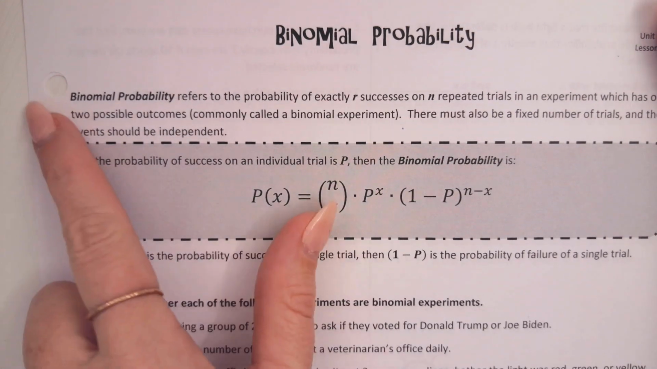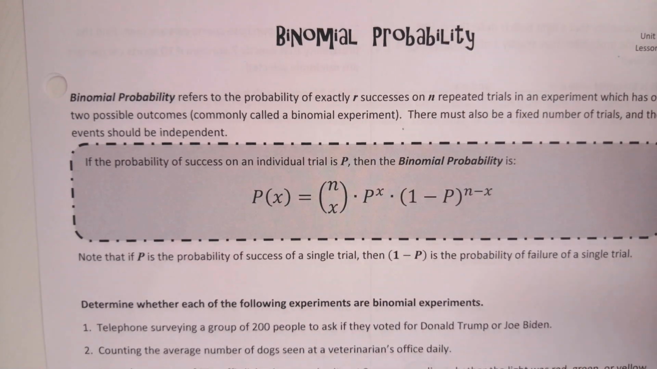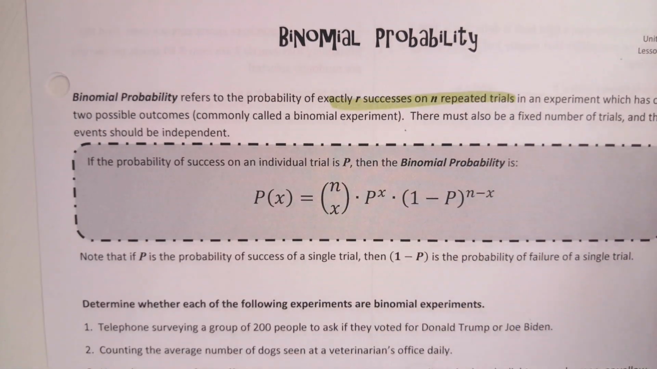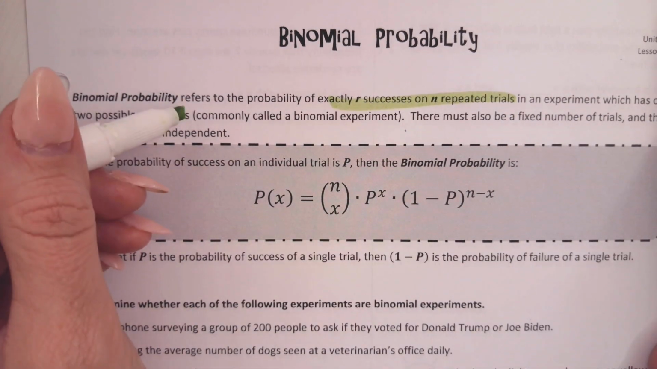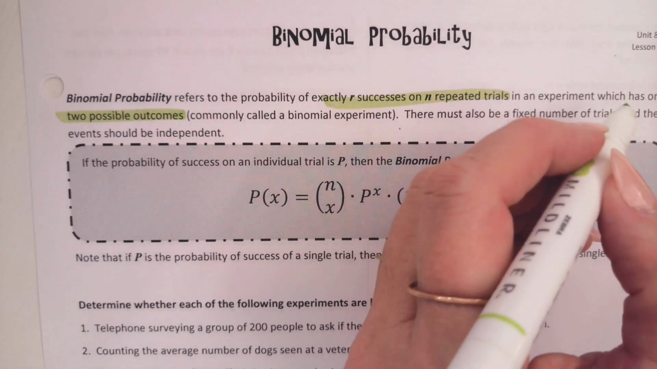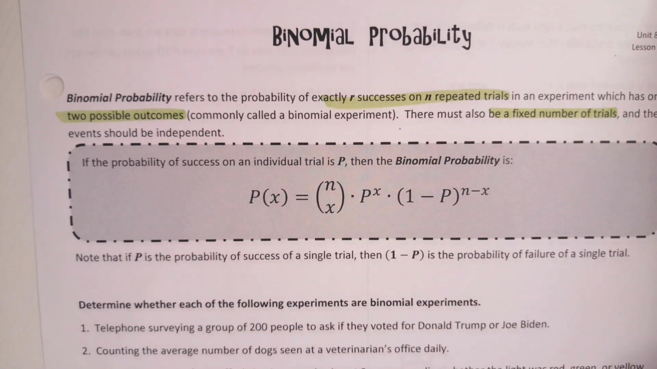Binomial probability refers to the probability of exactly R successes on n repeated trials in an experiment which has only two possible outcomes. That experiment is called a binomial experiment because there are only two possible outcomes. There must also be a fixed number of trials, and the events should be independent.